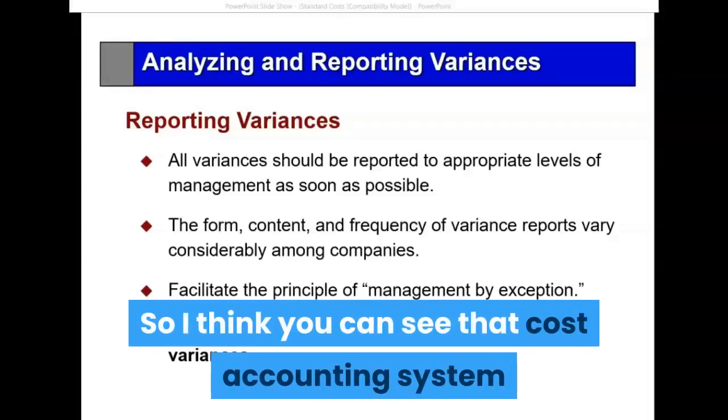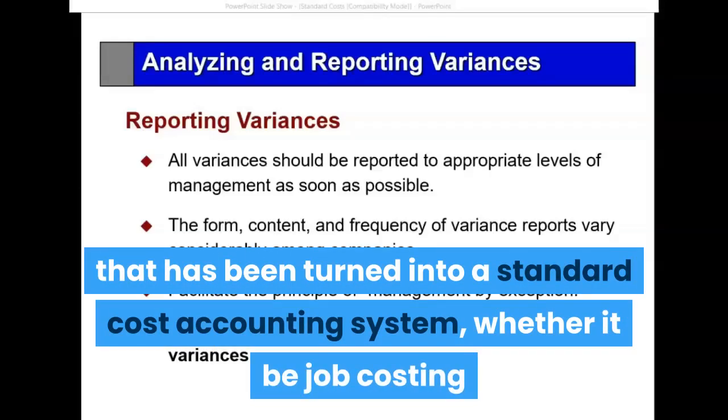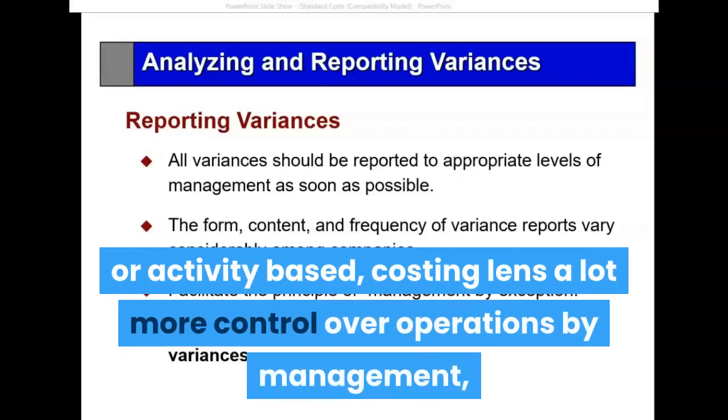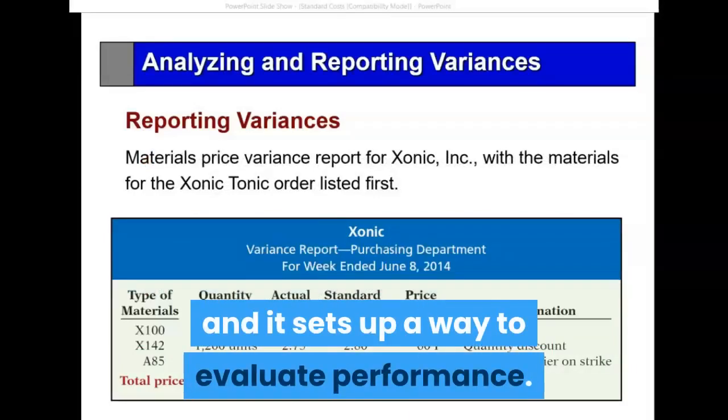So I think you can see that a cost accounting system that has been turned into a standard cost accounting system, whether it be job costing or activity-based costing, lends a lot more control over operations by management, and it sets up a way to evaluate performance.